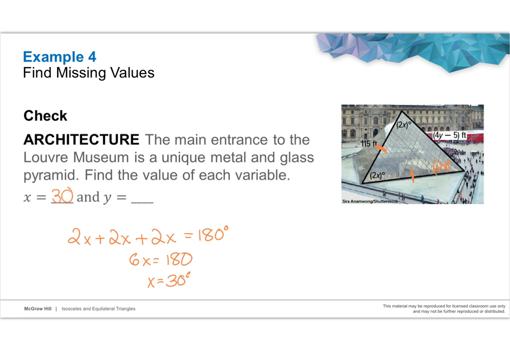And then for our y, now that we have proven that 2x equals 60 all the way around, that gives us an equiangular triangle, which means that it is equilateral. When it's equilateral, we can set the expressions for the sides equal to each other. 115 is equal to 4y minus 5. Therefore, 120 is equal to 4y when we add, and when we divide, our y also comes out to be 30.